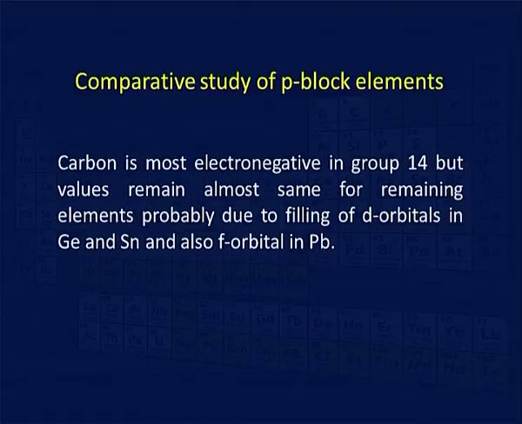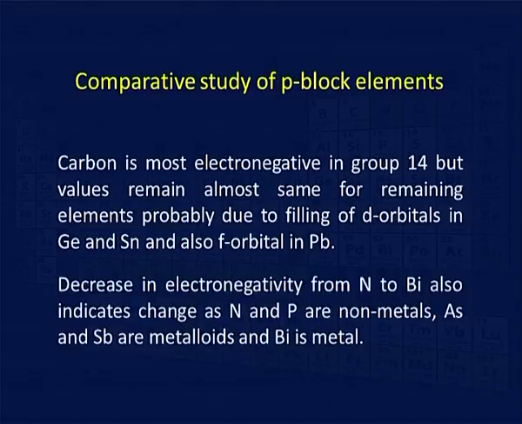These fluorine, oxygen and nitrogen are at the top of the electronegativity values. Carbon is most electronegative in group 14, but values remain almost the same for the remaining elements. It is probably due to the filling of d orbitals in germanium and tin, and also f orbitals in lead. The decrease in electronegativity from nitrogen to bismuth also indicates change, as nitrogen and phosphorus are non-metals, arsenic and antimony are metalloids, and bismuth is a metal. So, within the nitrogen group, you will find variation in metallic property.